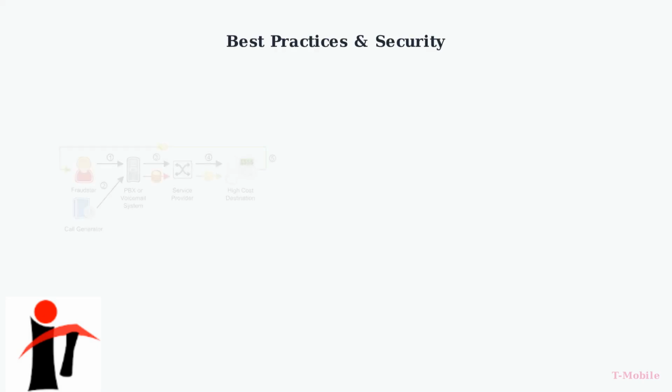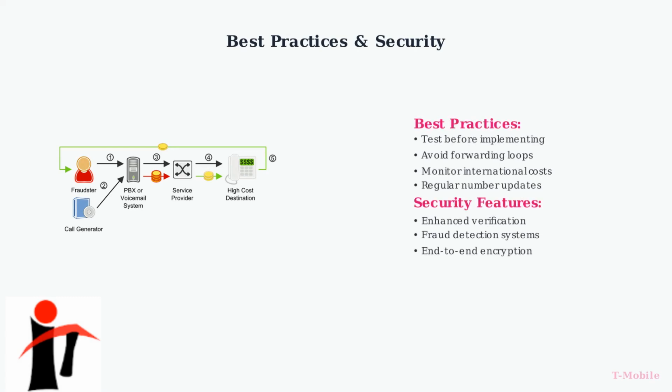Best practices include always testing forwarding before relying on it, avoiding forwarding loops, monitoring costs for international or premium numbers, and regularly updating forwarding numbers. T-Mobile has implemented enhanced security measures, including verification requirements, fraud detection, and encryption for forwarding configuration data.